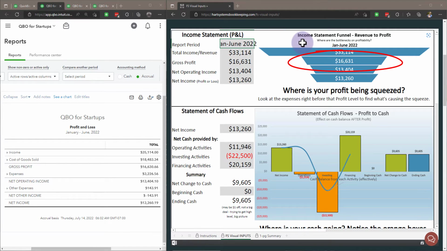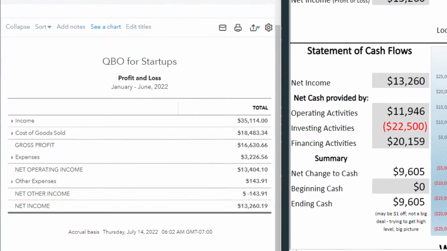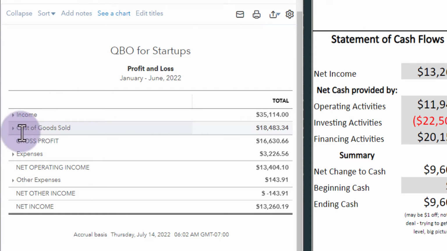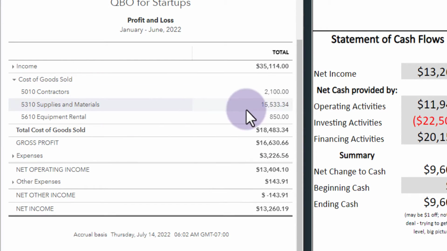I can see pretty clearly that my squeeze is at the gross profit level, which is from my cost of goods sold being pretty high compared to my revenue. So the idea with this is I can identify that quickly. I'm now going to look back at my reports, so you can see those on the screen right here, and I need to open this up. So income is what it is, gross profit's here. What affected that change? It's in this section right here. So I can see this is the stuff that is causing the squeeze at my gross profit level.